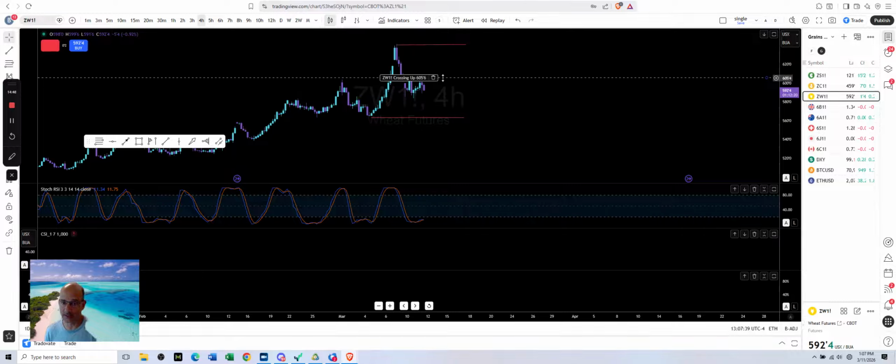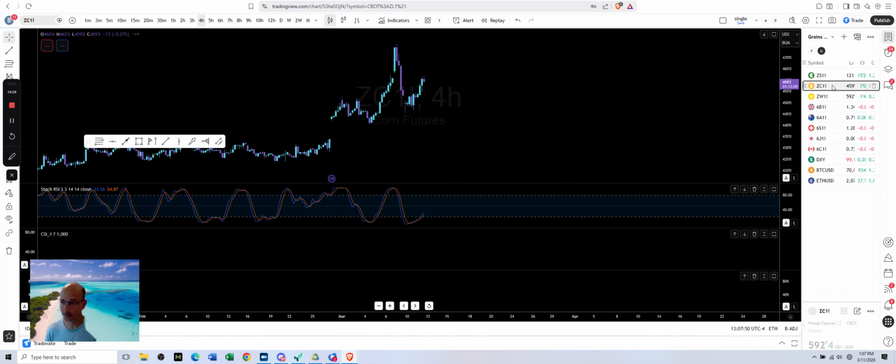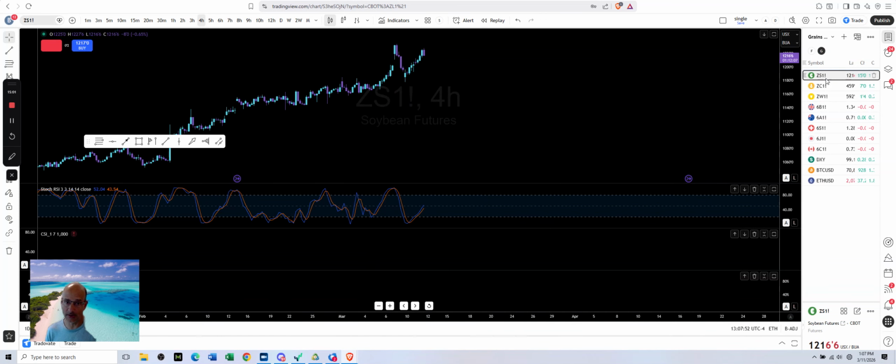I did have an alert set above price here in case it started rallying again. I probably would have thought about a long, but it never got there and never triggered, so that's perfectly fine. And if anything, this may just continue down now. All right, corn we already talked about, and soybeans.